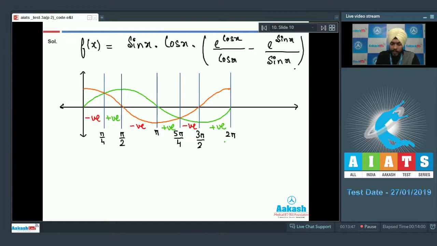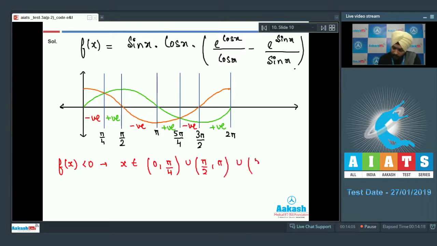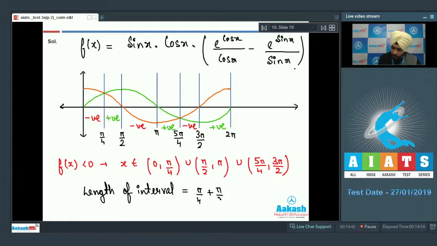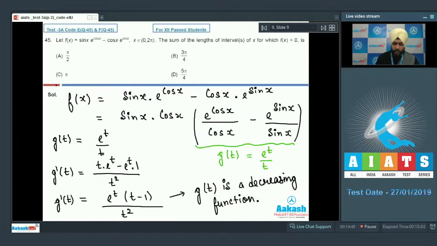Okay, so we have 3 intervals. That means the intervals under consideration for f(x) negative are: x belongs to 0 to pi by 4, union, pi by 2 to pi, union, 5 pi by 4 to 3 pi by 2. So what is the total length of the interval? It is pi by 4 plus pi by 2 plus again pi by 4. So that means it is equal to pi, which means that option number C is the correct choice.